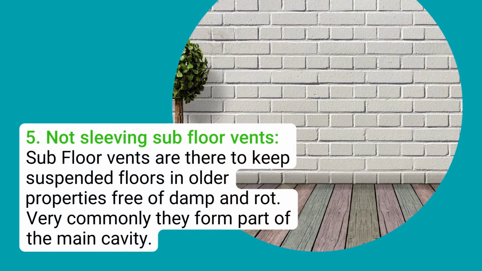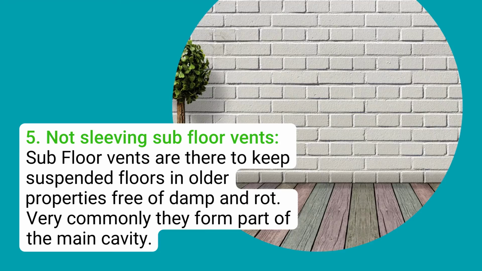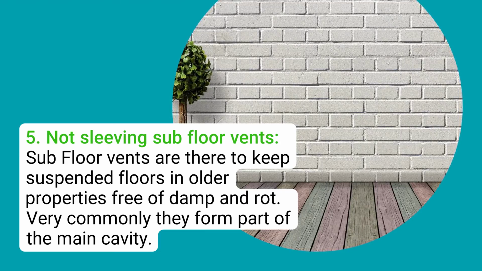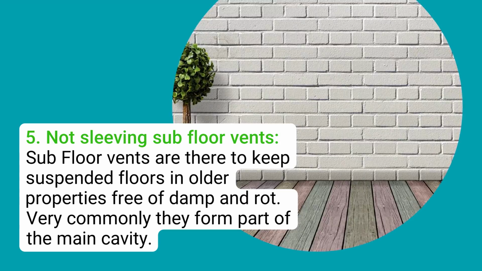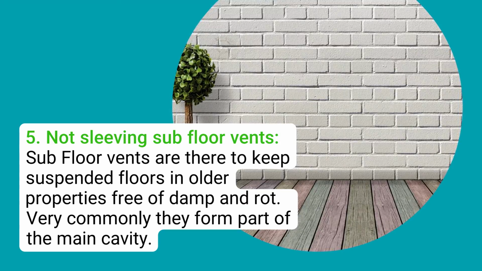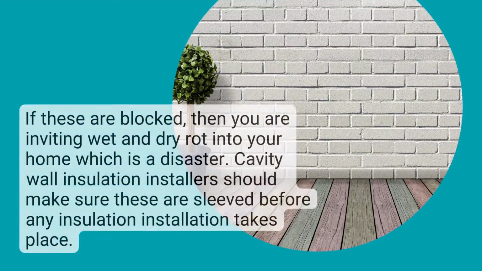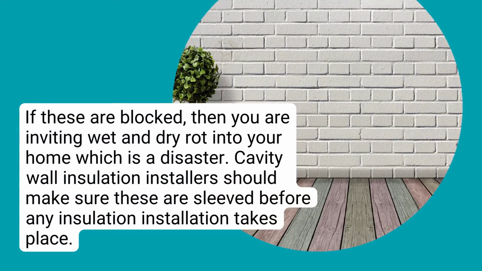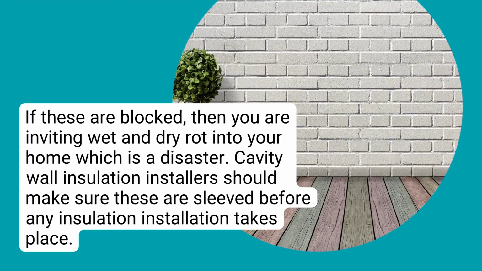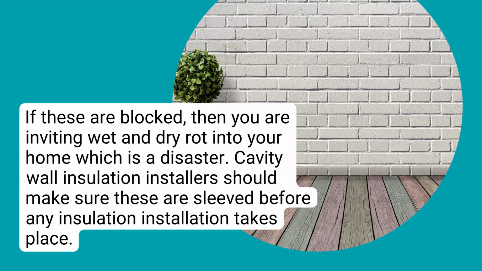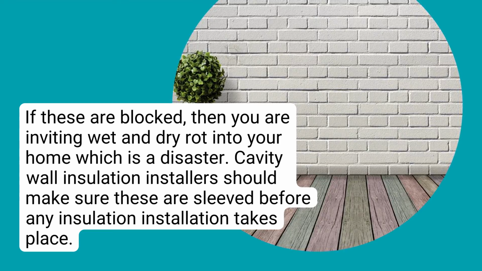5. Not sleeving subfloor vents. Subfloor vents are there to keep suspended floors in older properties free of damp and rot. Very commonly they form part of the main cavity. If these are blocked, then you are inviting wet and dry rot into your home, which is a disaster. Cavity wall insulation installers should make sure these are sleeved before any insulation installation takes place.